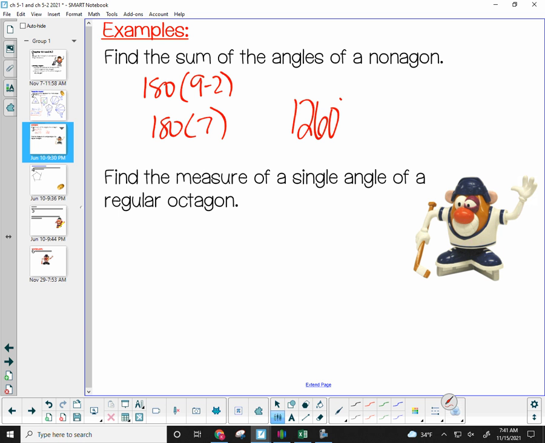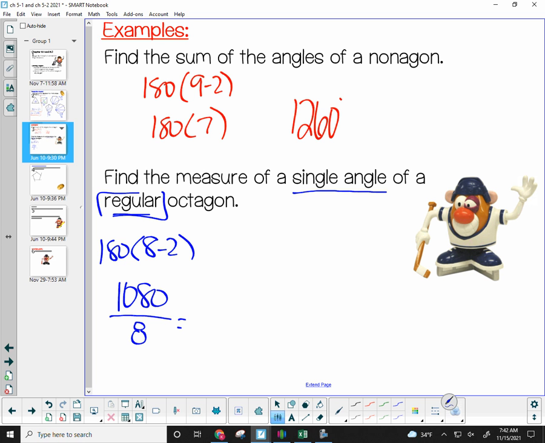All right, the next one says find the measure of a single angle of a regular octagon. So this time we want a single angle, and it's a regular octagon. What does it mean to be regular? All the sides are congruent, all the angles are congruent, right? So let's figure out the sum of all of our angles for the octagon. Let's take 8 minus 2, multiply it by 180. What do you get? 1080, good. Now, because it's a regular octagon, I can divide that equally by 8. What do I get?